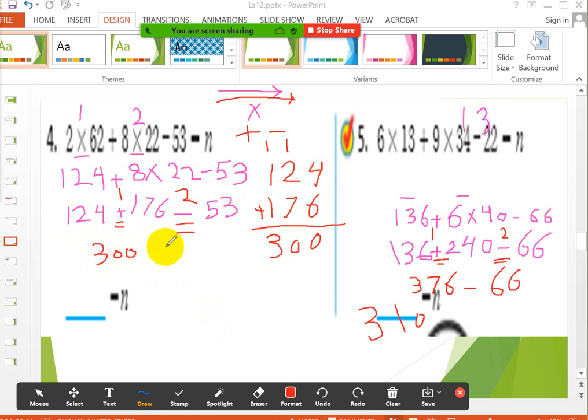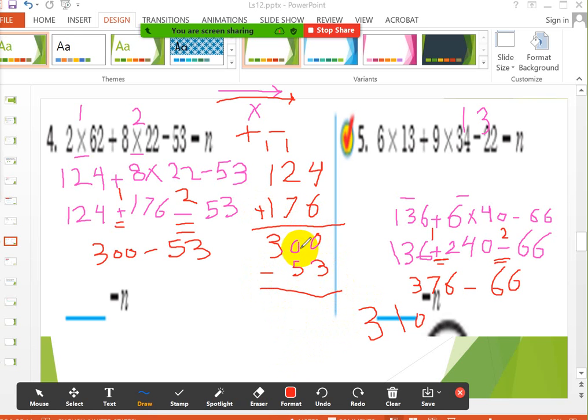What about the next number? The second operation is subtraction between this number and 53. So I will subtract 53 from 300. Let's find the answer. 0 minus 3. Can I take 3 from 0? No, I can't. So what I have to do, I will borrow from the 0.